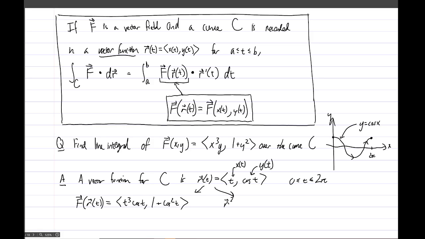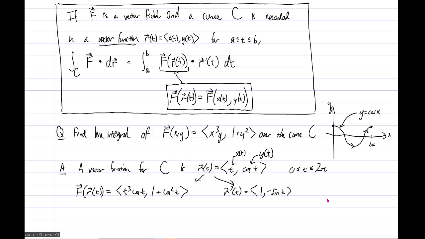Then we also need r prime of t, so we should just differentiate the vector function that we cooked up here one component at a time, so 1 comma negative sine of t. Now, we just piece everything together. So the integral over the curve C of F dot dr is the integral from 0 to 2 pi, those are our t values, of this dot that. So if we do the dot product, we should have t cubed times cosine of t times a 1, so t cubed cosine of t.